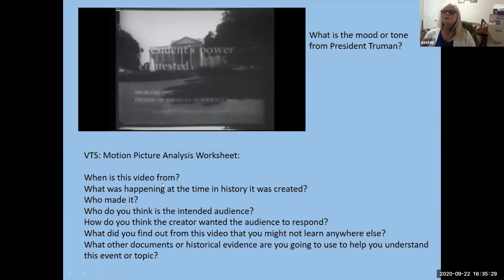Okay, so you can see, what do you think his mood or his tone was when President Truman, this told you when and where and what's going on. So what was his mood?